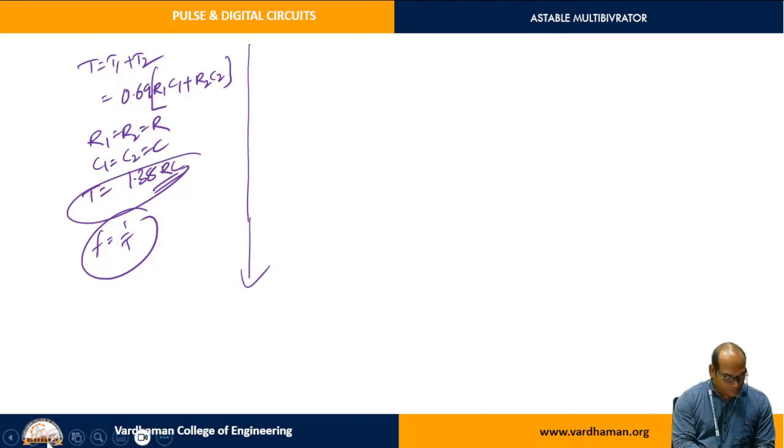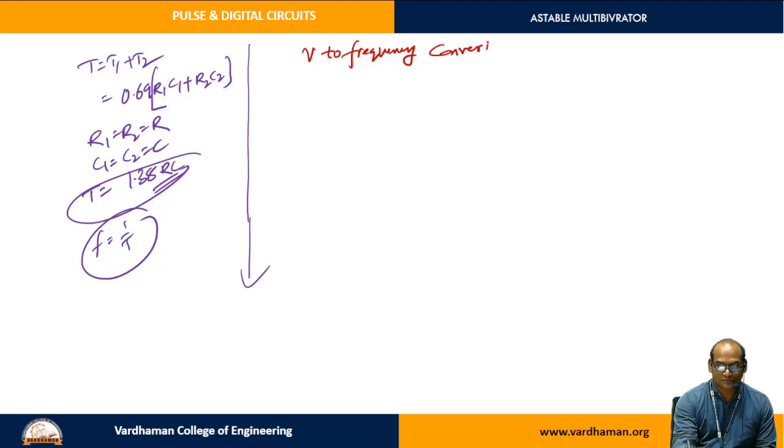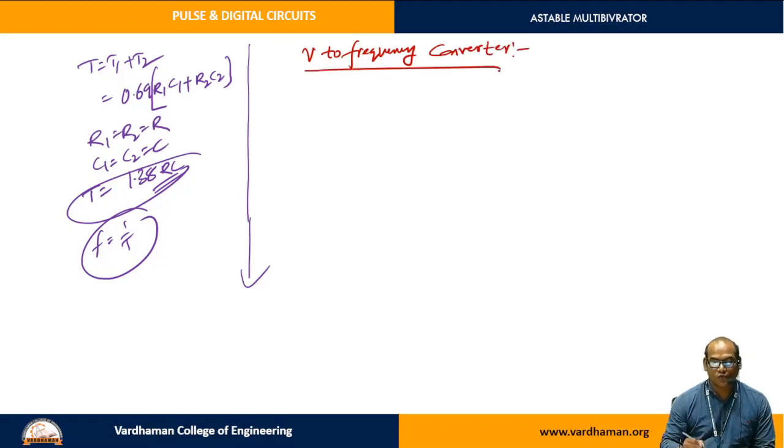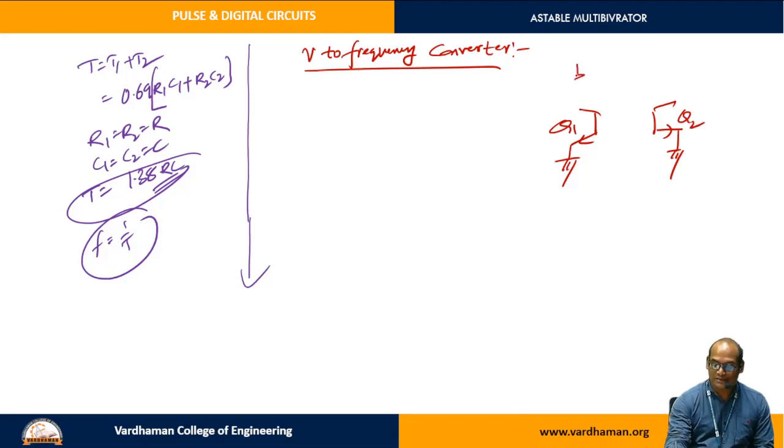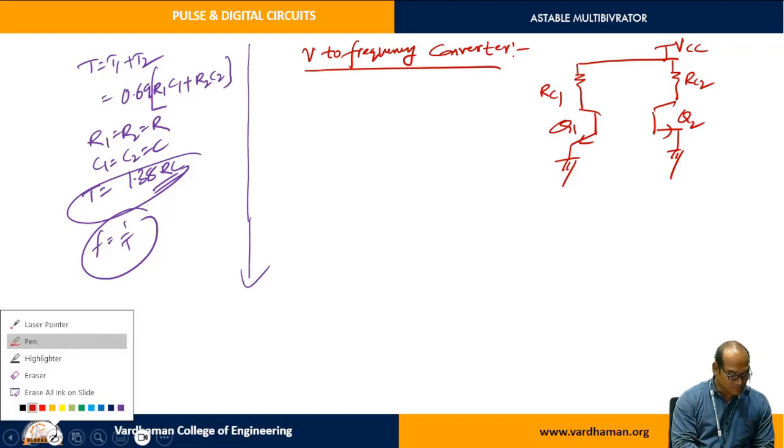Now specifically what we are seeing is the voltage to frequency converter. For that, a little bit of changes we have to make in the circuit. So the 2 transistors we have taken as it is, Q1, Q2, and in a similar manner we are connecting the collector resistances R2, C2, and these are connected to the supply VCC. Till here everything is the same.